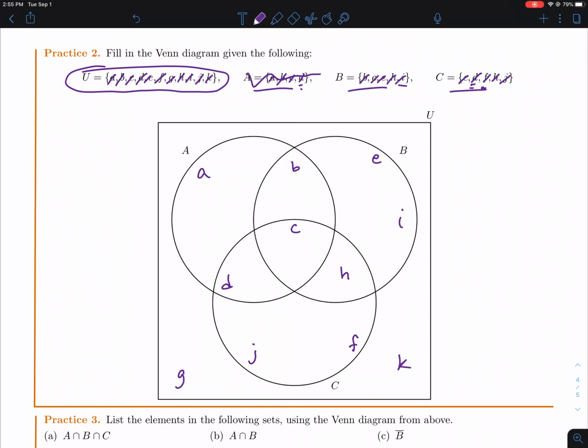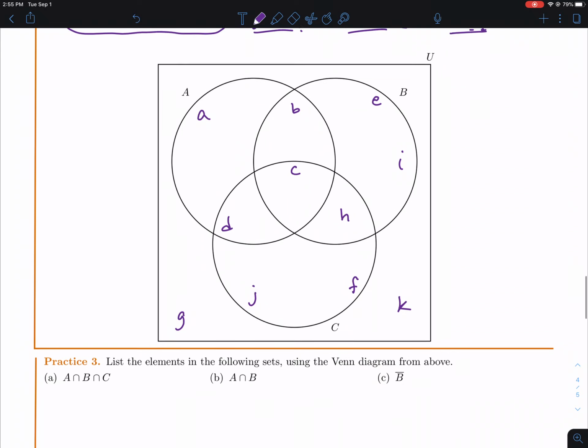So if you did this on your own and you managed to get this exact same answer, good for you. If you didn't do this on your own and you're looking at this for the first time, let me know if you have any questions, or if this makes sense. If so, we're going to keep using this to answer some more questions about these sets. So let's look at practice 3 real quick.